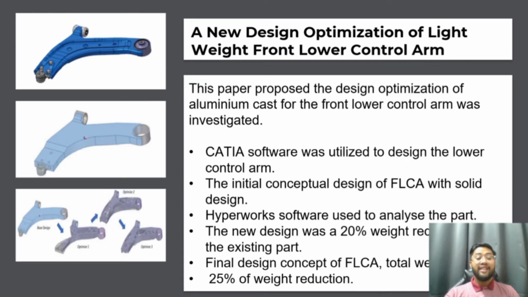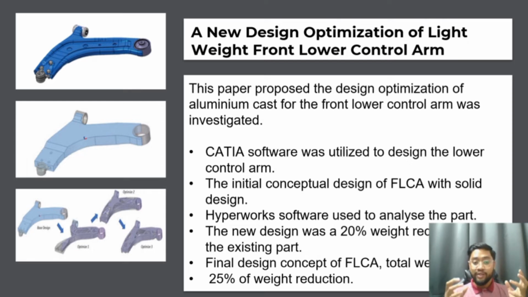And then the last journal I found is a new design optimization of a lightweight front lower control arm. This paper proposed the design optimization of an aluminum cast front lower control arm. The first step is CATIA software was utilized to design the lower control arm, but this paper, the difference between the other journal, is they use the concept design.